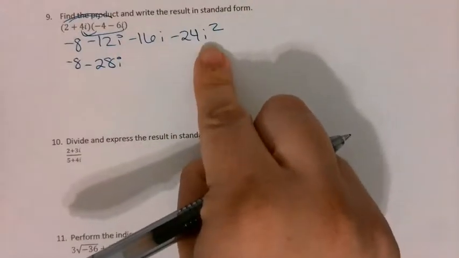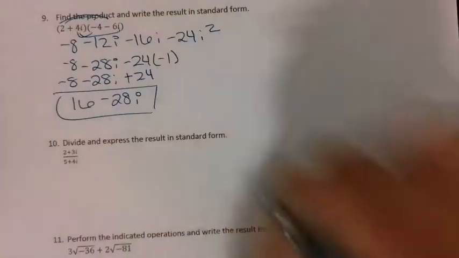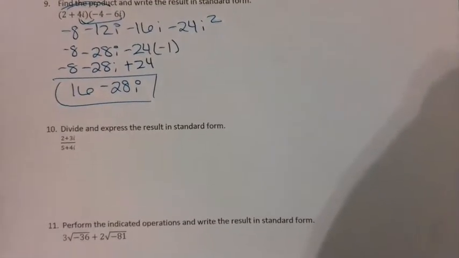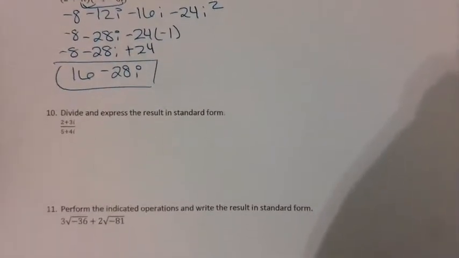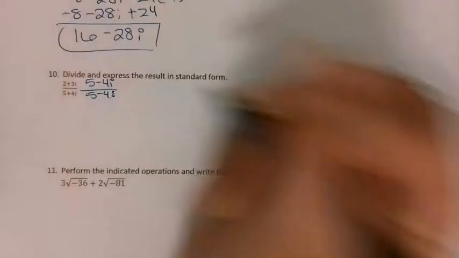Over here, remember i squared equals negative 1. Negative 24 times negative 1 is positive 24. Negative 8 plus positive 24 is 16. And that's my final answer once I get it down to 2 pieces. Number 10 wants me to divide and express the result in standard form. This means I need to multiply both the top and bottom by my complex conjugate, which is 5 minus 4i.